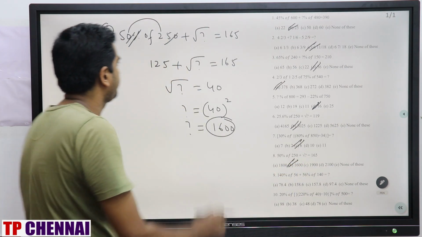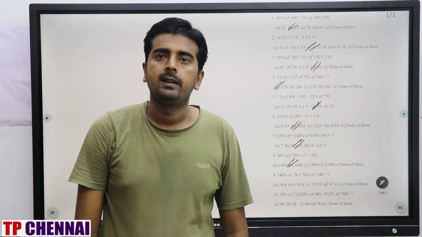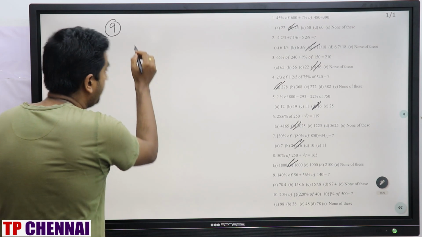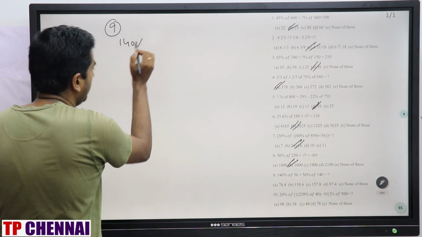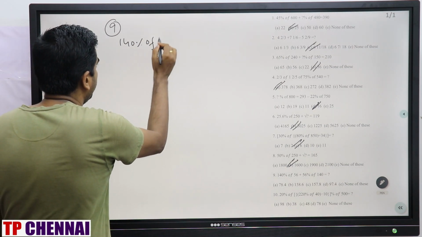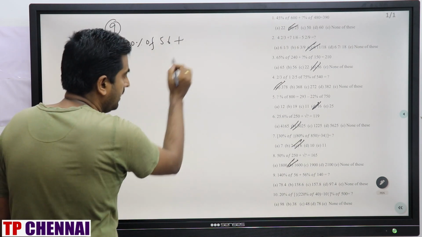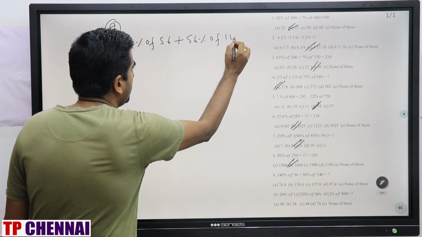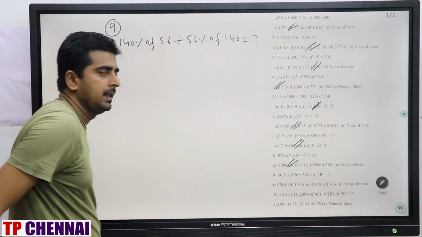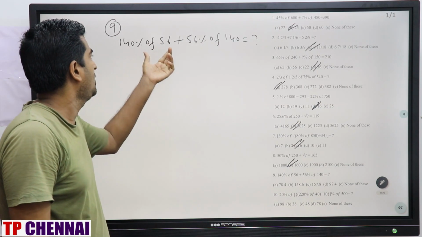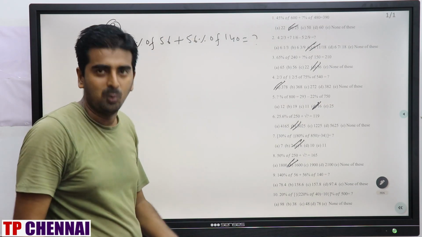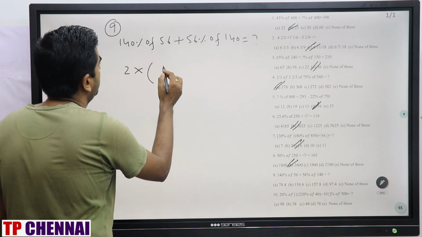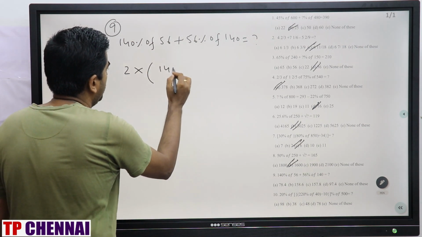Clear? So now we'll see question number 9. 140% of 56 plus 56% of 140 is equal to question mark. Now when you observe here, A% of B plus B% of A, both are same. So this will be 2 into, you can say, 140% of 56.